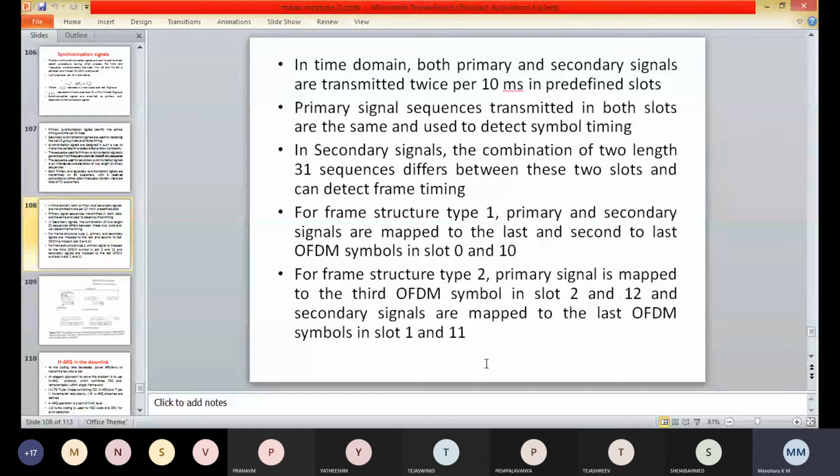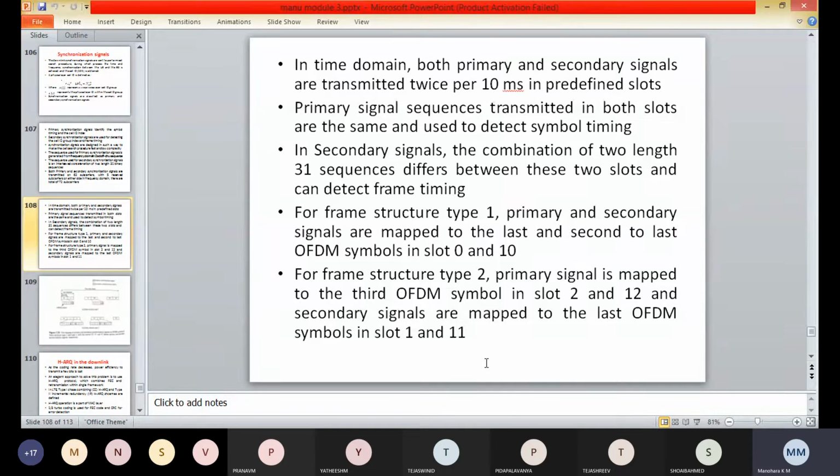So here the primary signal sequences transmitted in both the slots are the same, so that they can be used to detect the symbol timing but are unable to detect the frame timing.